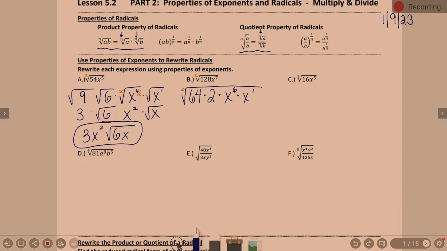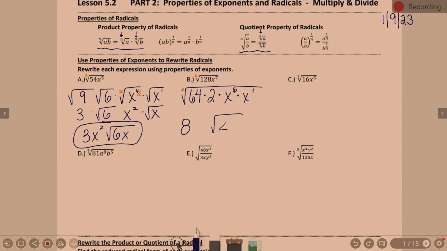Okay. Square root of 64 is? 8. That's going to go out front, no longer under my radical. What's the square root of 2? You've got to leave square root of 2 there. It stays under the radical.